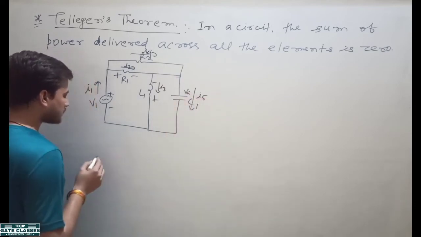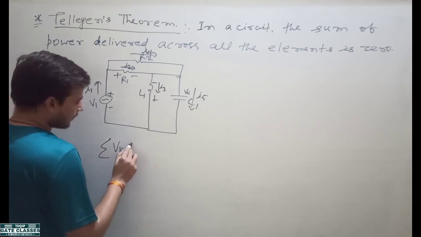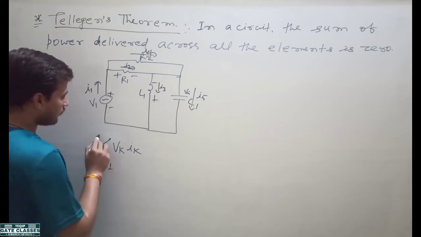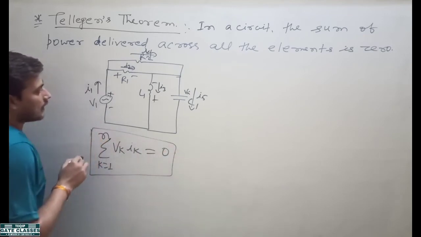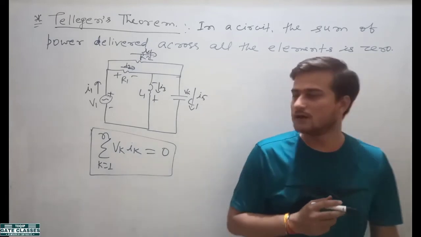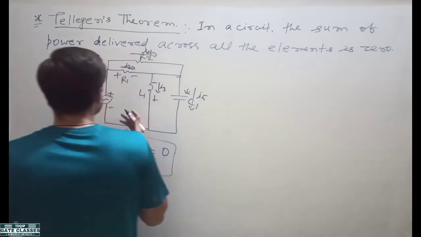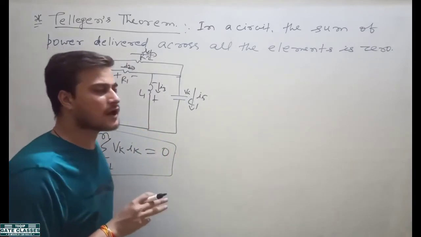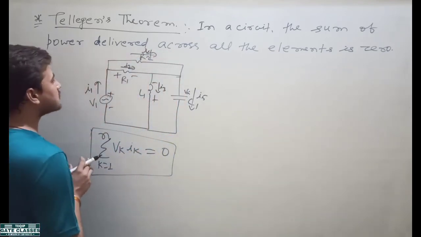So they are saying that sigma Vk Ik, k equal to 1 to n, equals 0. That means you find the voltage and current. Clear? You find voltage and current, and next you have to multiply voltage and current to find the value of power. Then, if you add all the powers, its sum will be equal to 0.